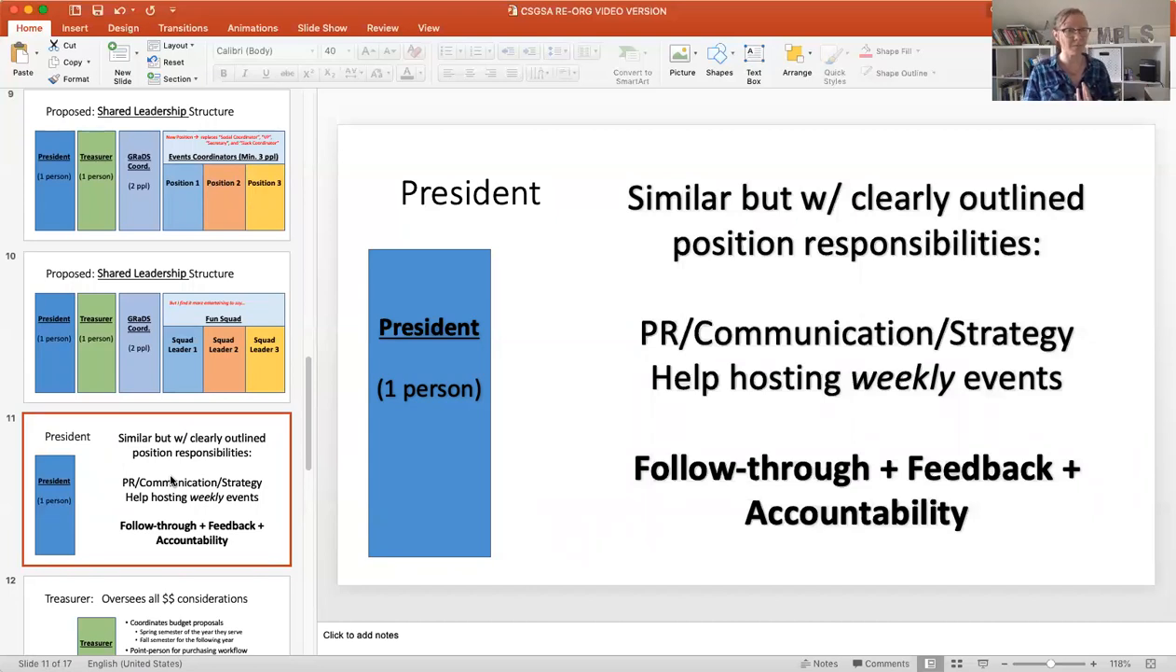So the high level responsibility is PR, communication, and strategy for the organization, help hosting some of the weekly recurring events like the coffee hour. But the main role of the president is to kind of hold people accountable to make sure that things are happening the way that they should be happening. So sending reminder emails and just checking in.